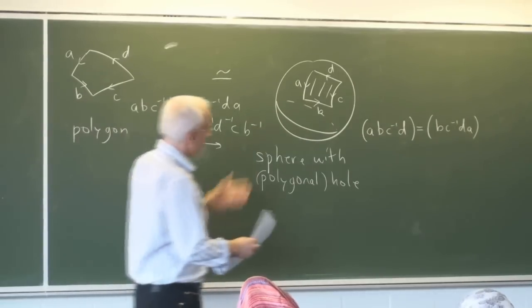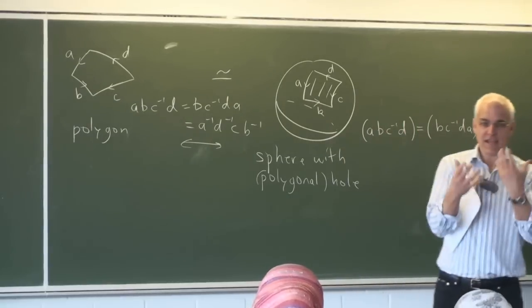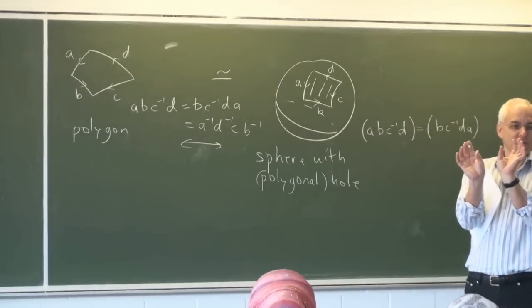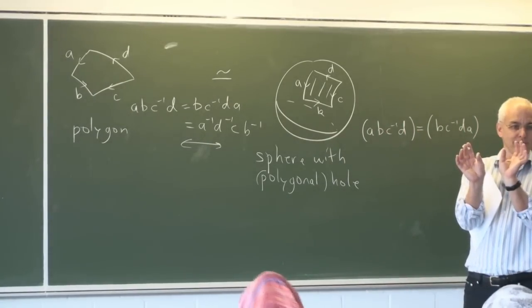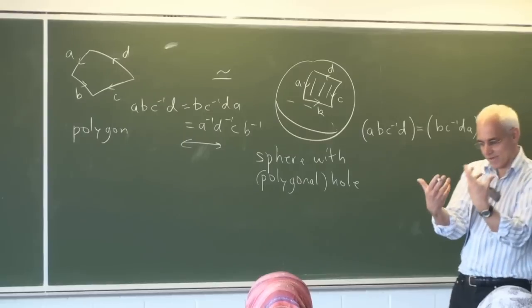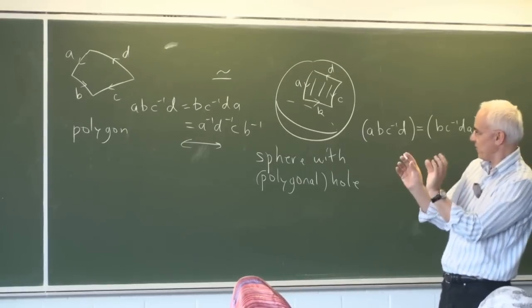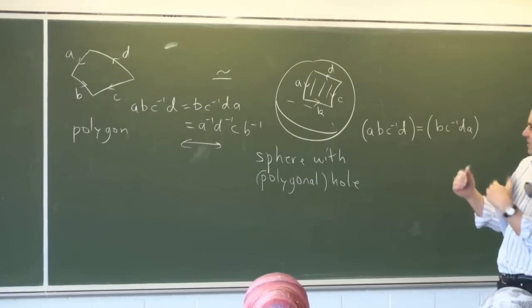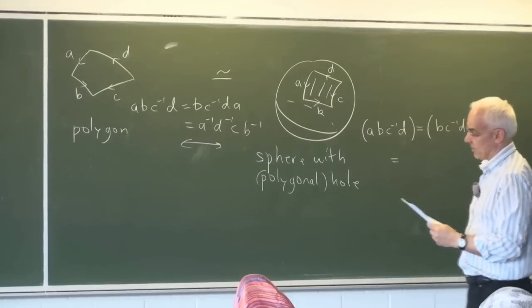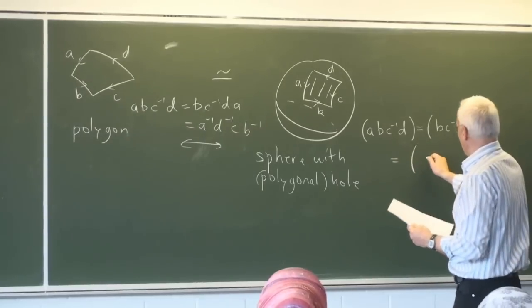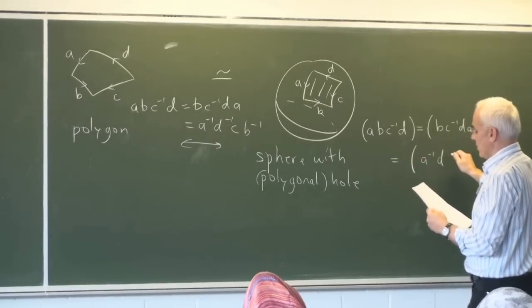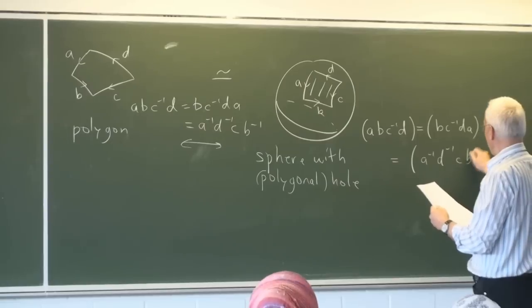And similarly here, that corresponds to taking the sphere and flipping it inside out through the hole. Right? We could just take the sphere, flip it inside out. The inside becomes the outside and vice versa. So we allow ourselves to write this as, say, A inverse, D inverse, C, B inverse.